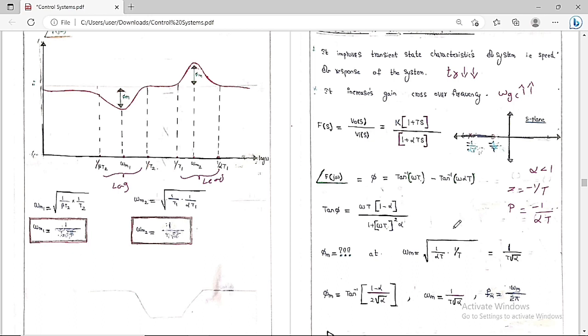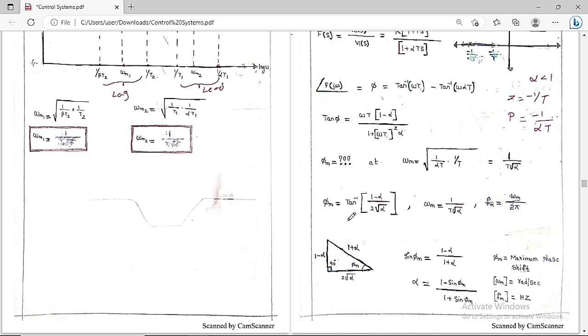So therefore omega m is equal to under root of, just take the magnitude of this one, which is 1 by T, into, just take the magnitude of this one, which is 1 by alpha T. So if you simplify, we are going to get 1 by T into under root over alpha. So at this frequency only we are going to get the maximum phase angle. So in place of omega, substitute this value, and if you simplify, we are going to get the value of phi m. So replace phi by phi m and replace omega by omega m.